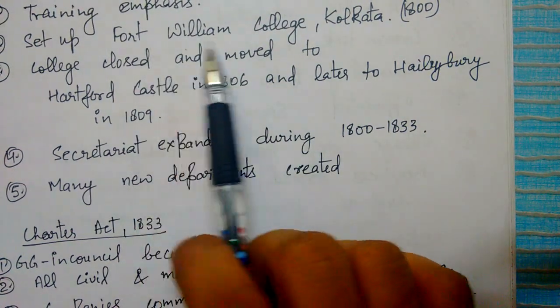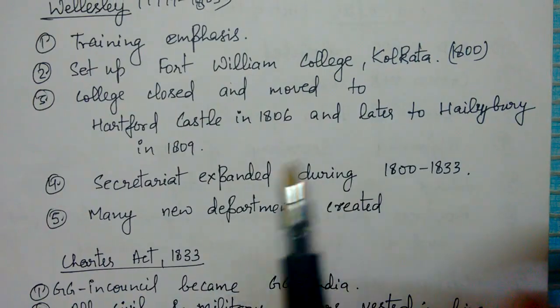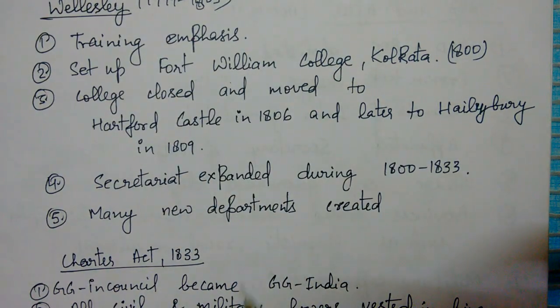But the main feature was that Fort William College was still used for teaching the vernaculars, that is local languages, to the civil servants. The whole civil services training was not done here, but at least he started the training.